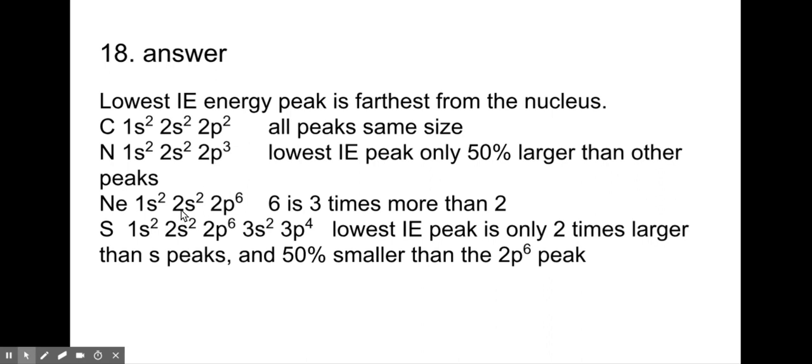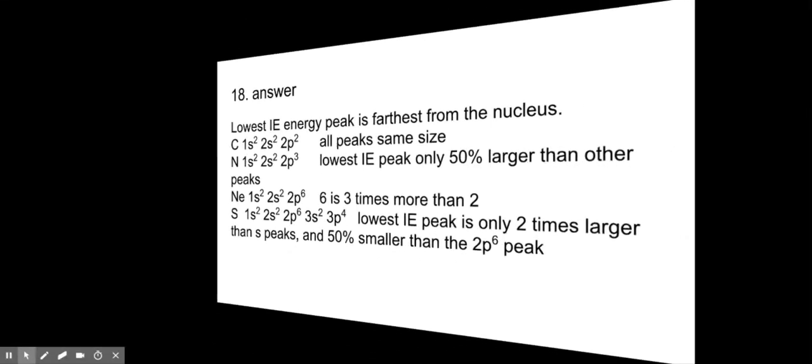For neon, the lowest ionization energy peak is the 2p6, and 6 is 3 times more than 2, which is how many we have in the other peaks. So there's our correct answer. You can see sulfur is not the correct answer because the lowest energy peak, 3p4, is only 2 times larger than the peaks that have 2 electrons represented, and it is 50% smaller than the 2p6 peak, so that one is out.